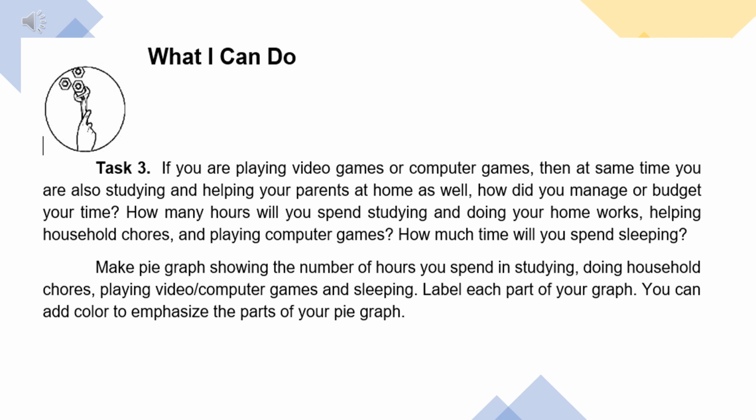Okay, so the pie graph will be showing there your 24-hour activity within the day, and of course it varies depending on what day. Okay, so the thing here is that you should be guided by your pie graph regarding your activity within the day. Okay? So that would be the activity under what I can do.